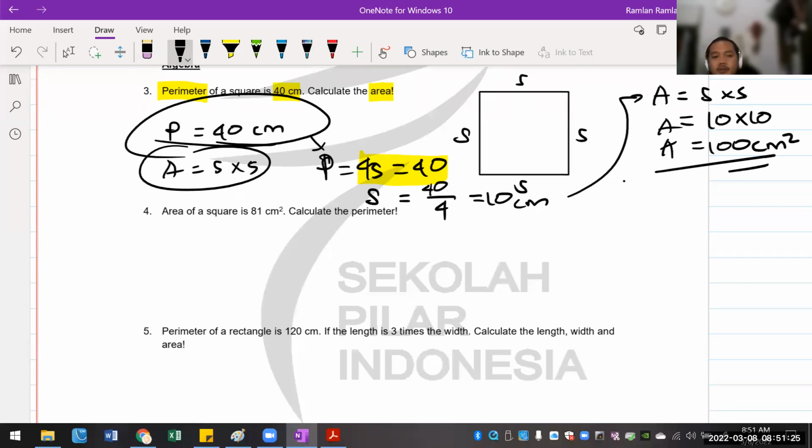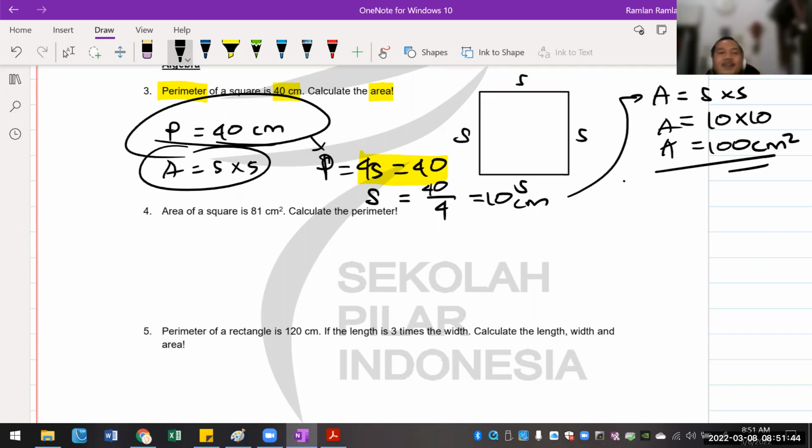Okay, let's go to number 4. Previously we knew the perimeter and wanted to find the area, right? Now we know the area and we want to find the perimeter for number 4. So basically we're doing the same thing. It's just the opposite operation from number 3.